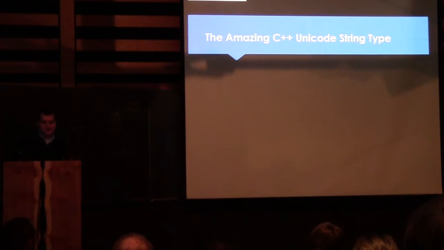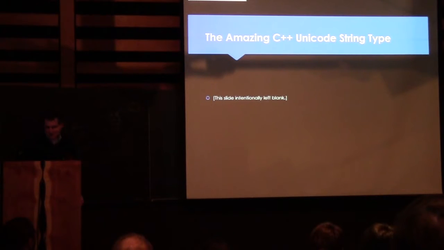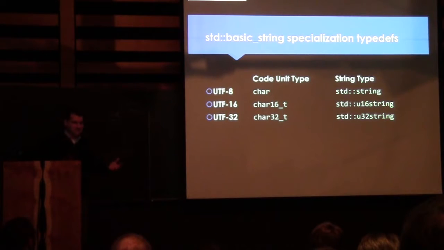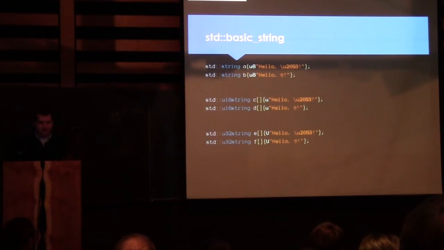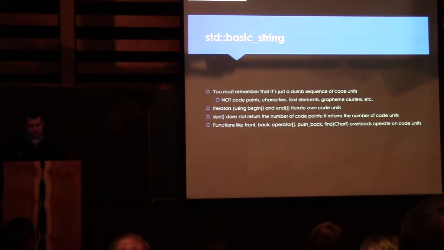So C++ has this amazing Unicode string type. I'm just kidding, it does not. What you can do, though, is use std::basic_string, and specialize it with string, u16string and u32string for each of these code unit types. And we can initialize them from the various Unicode character literals. But we have to be careful, because std::string is just a dumb sequence of code units. It does not store code points, characters, text elements, grapheme clusters, or any of these higher level things.